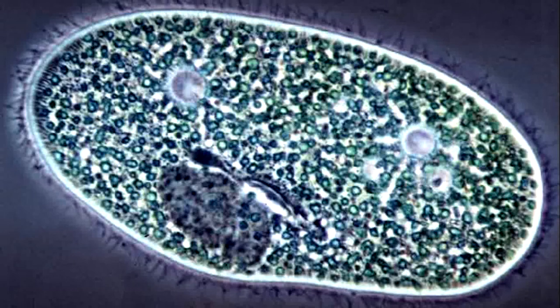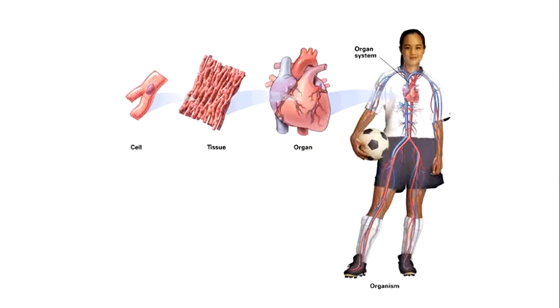So how are cells organized? For unicellular organisms such as this one that you can see on your screen, it is quite simple. This organism has only one cell that performs all life functions. But on the other hand, multicellular organisms are more specialized. They have different functions to do at the same time.